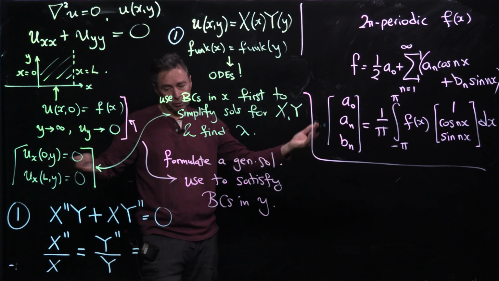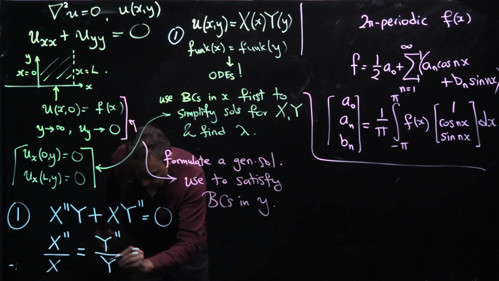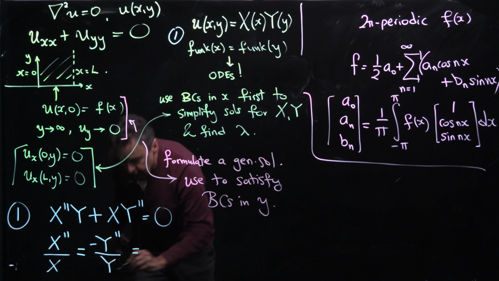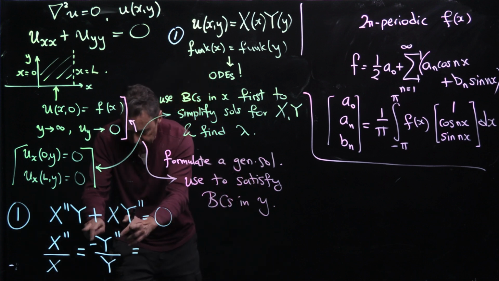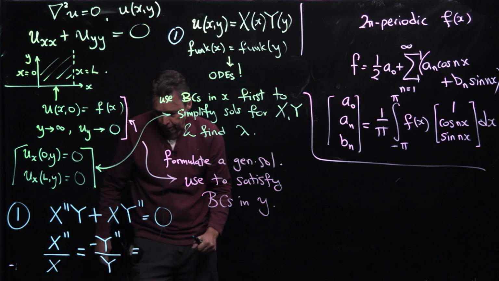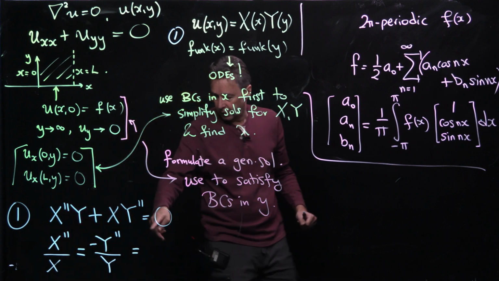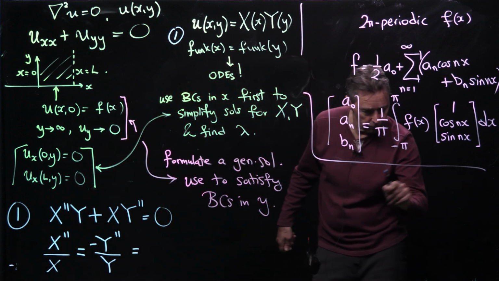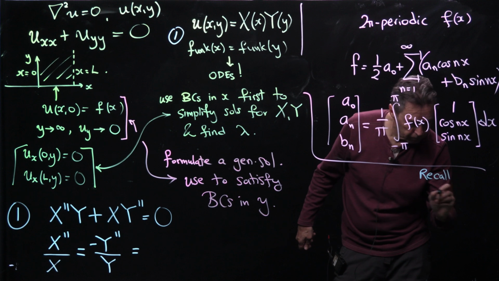That can only be true because X and Y are independent coordinates. If these things, I forgot a minus sign there. If these things equal a separation constant, right? So the Y double prime divided by Y goes over the other side to give me the minus sign. I've got X double prime over X is the separation constant. Let me just recall the previous example.